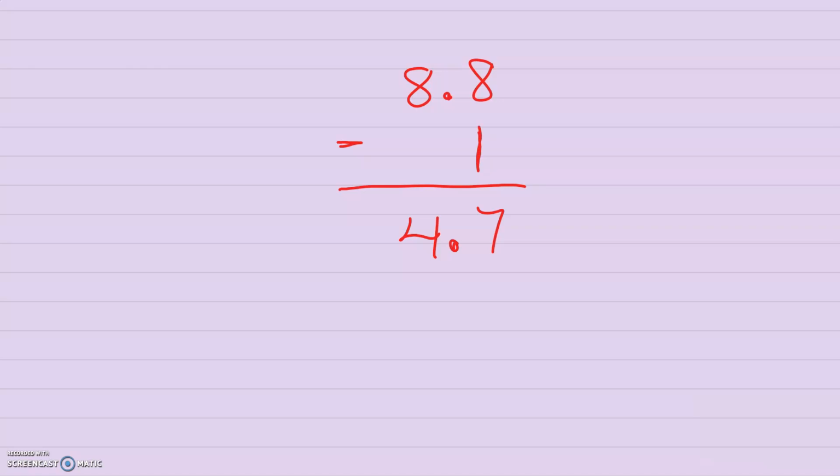So 8 minus 1 is 7. That makes sense, right? So let's put our decimal point in. And now we say 8 minus what number is going to give us 4? Well, 4, because 4 plus 4 is 8. So let's write a 4.